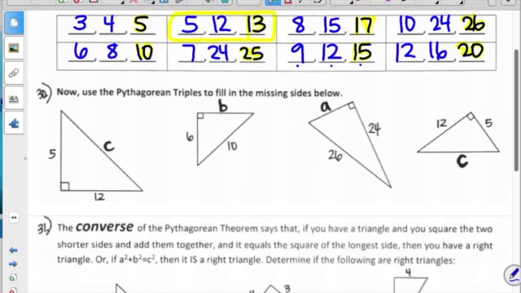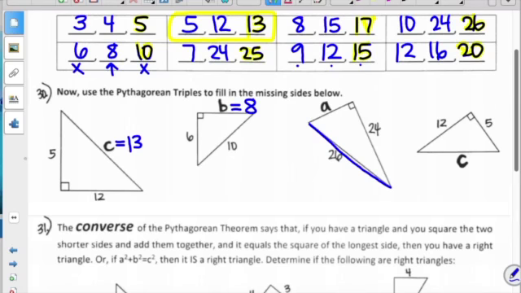Okay, the next one, we have a hypotenuse of 10 and a leg of 6. Hypotenuse of 10 and a leg of 6, so we know our other leg has to be 8. So B equals 8 for the second one. For the third one, we have a hypotenuse of 26 and a leg of 24.